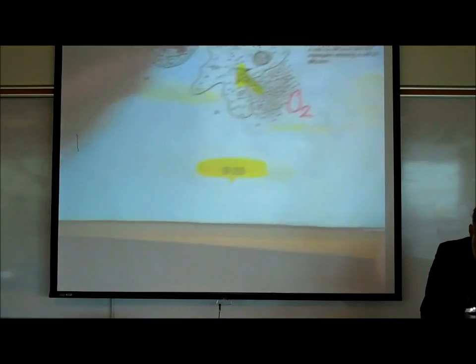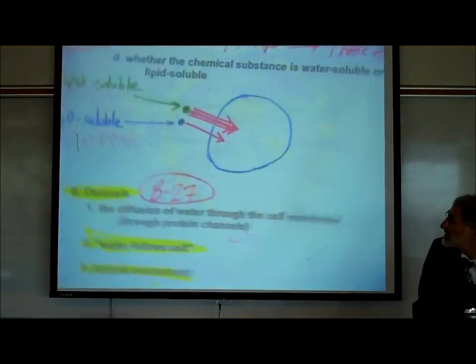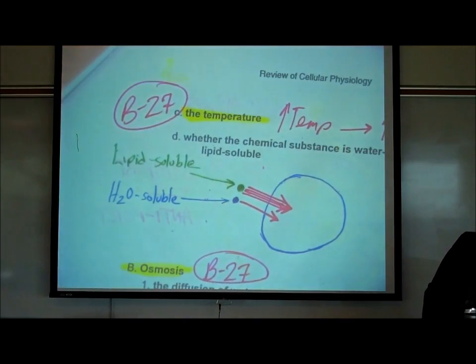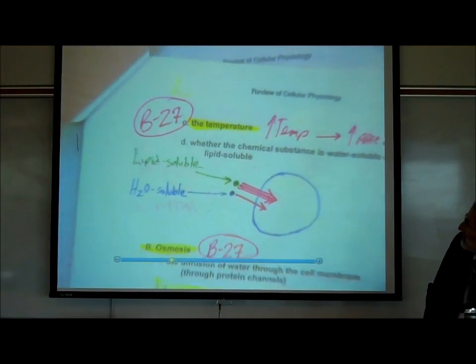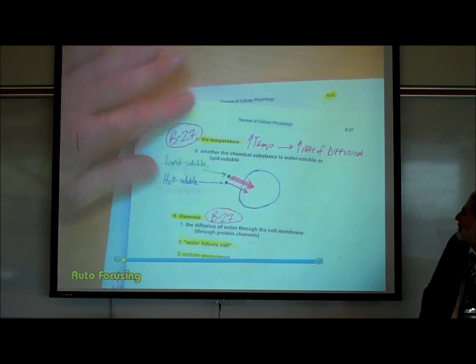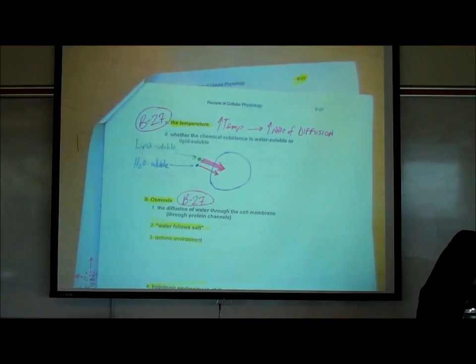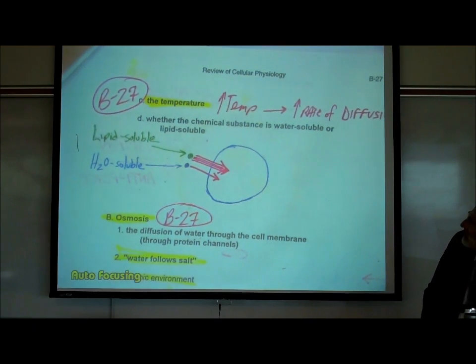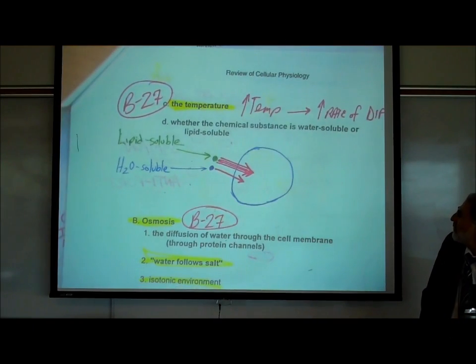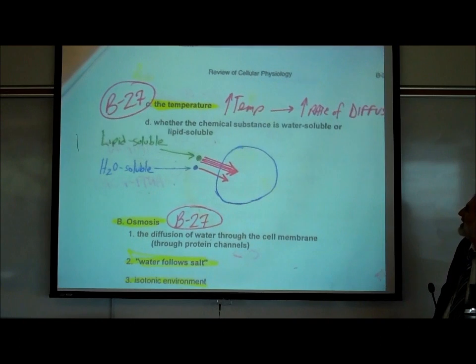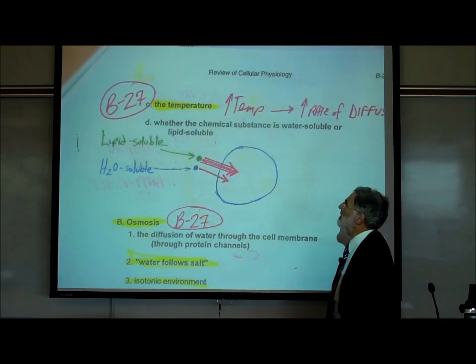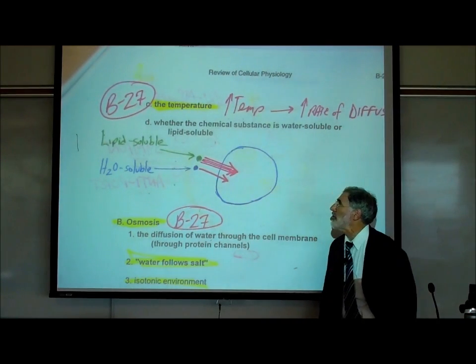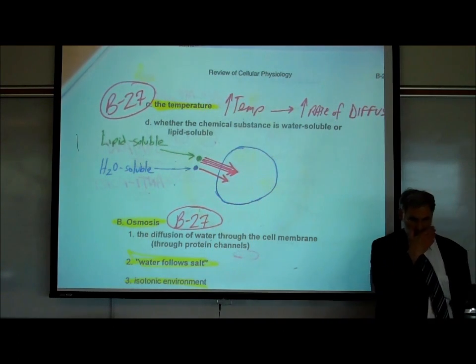All right, on page B27, we've already mentioned on the top of B27 that temperature, the amount of heat or kinetic energy, affects the rate of diffusion. And the fourth factor is whether the chemical that's going across the cell membrane is water-soluble or lipid-soluble.